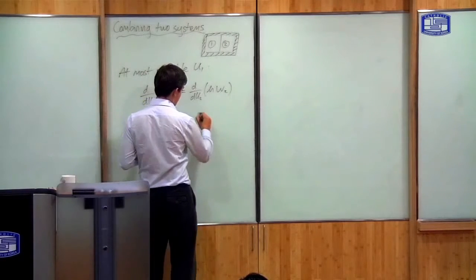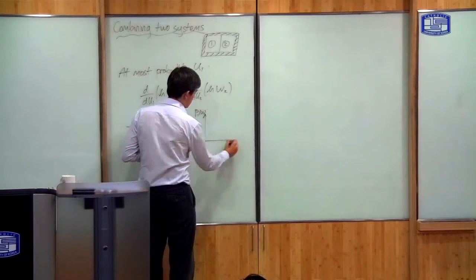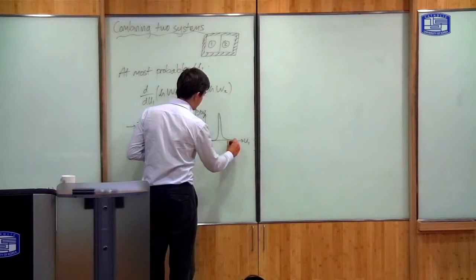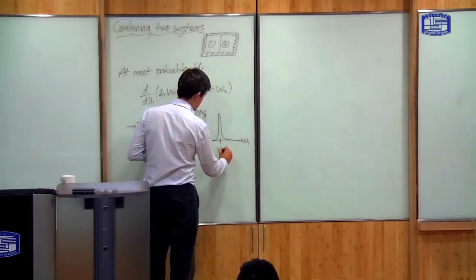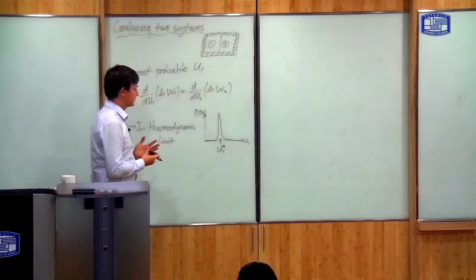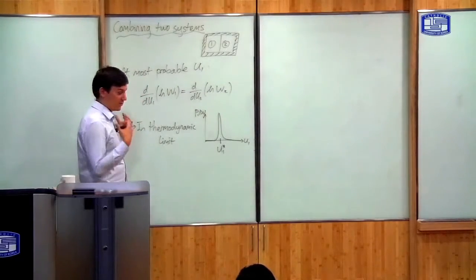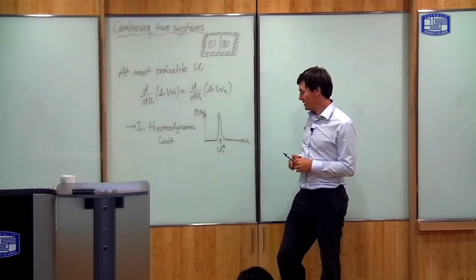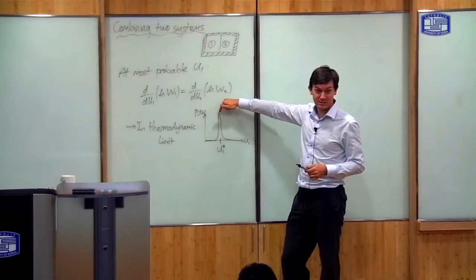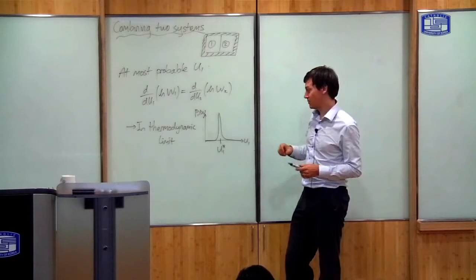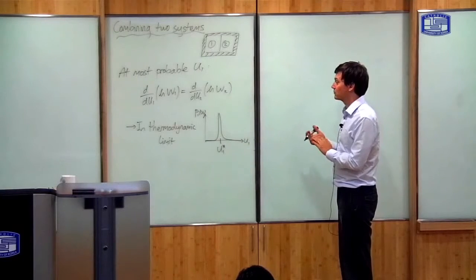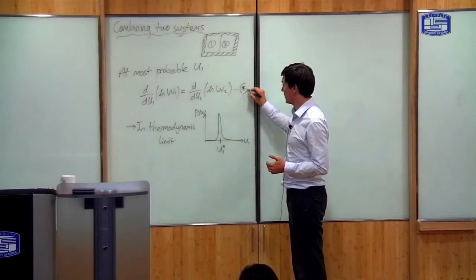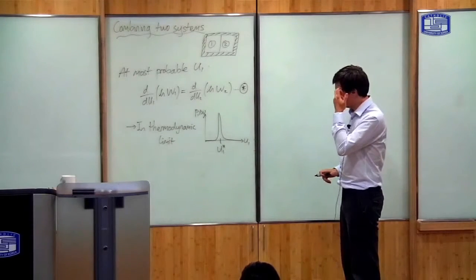So in the thermodynamic limit, we expect that the probability distribution will become sharp, so there will just be a single value of energy, somewhere here, which has a high probability. And therefore, if we join these two systems together, the equilibrium value of energy in the first system will almost certainly be this, because the probability distribution is sharp. So I'll call this equation star because it's quite important. Okay.